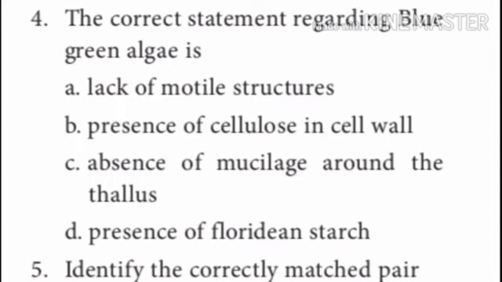So to refer to this answer, let's move to cyanobacteria. The other name for blue-green algae is cyanobacterium. If you read the content, the characteristic features, we can come to a conclusion that option A, lack of motile structure, is the correct answer for this question. So fourth choose, the correct option is A, lack of motile structure.